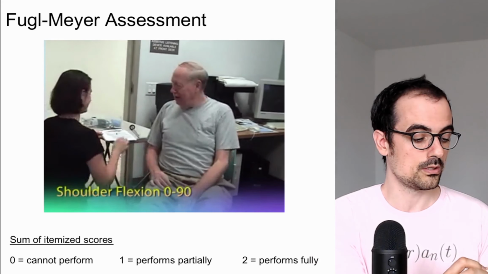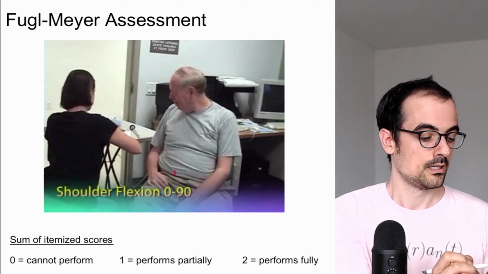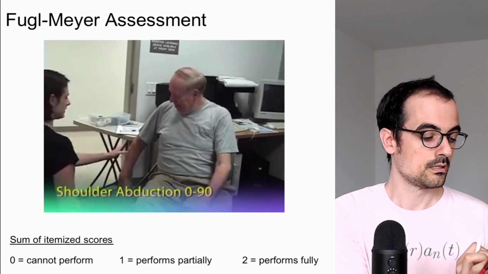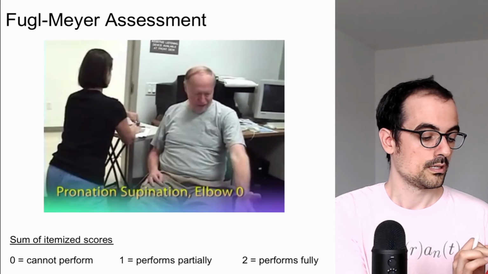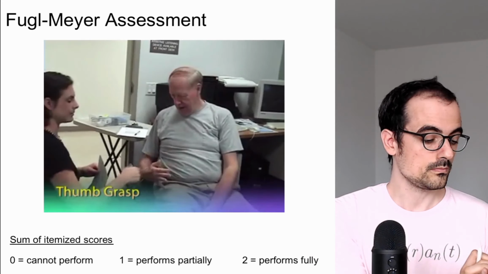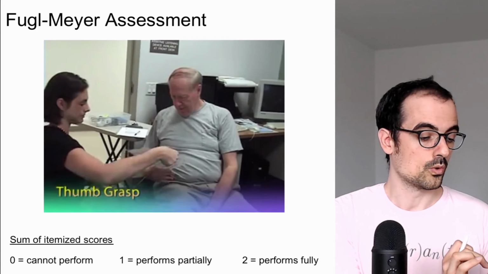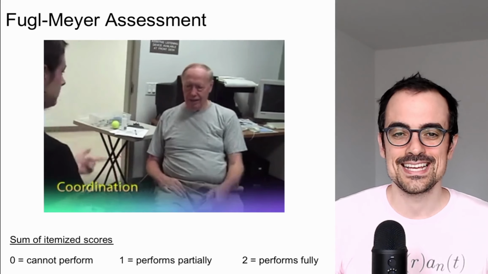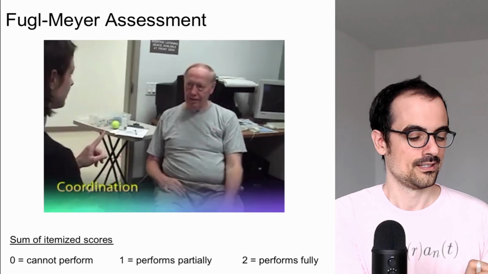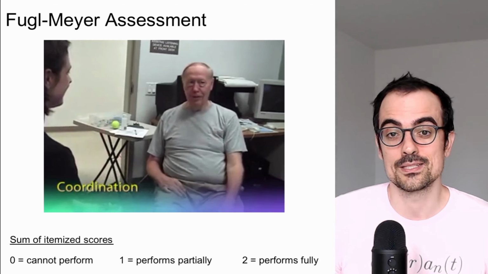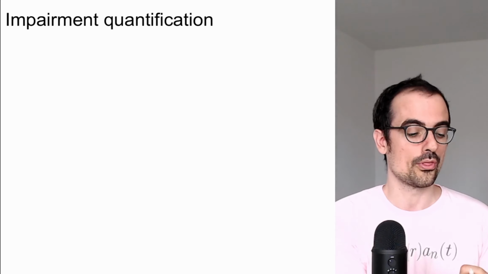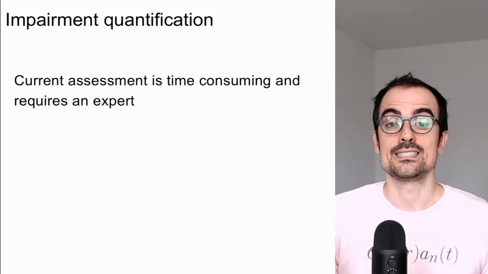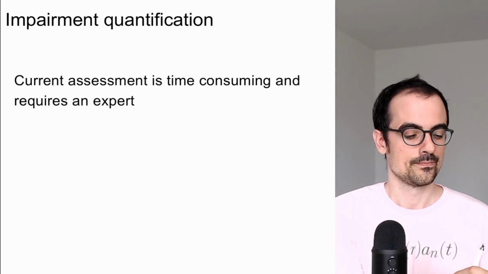So here they're looking at the shoulder. Here they're looking at the thumb, coordination, and so on and so forth. So the point I want to make here is that this actually takes a while. And it requires a trained expert to actually sit with the patient and go through all of these motions and write everything down. So current assessment is time consuming and requires an expert.